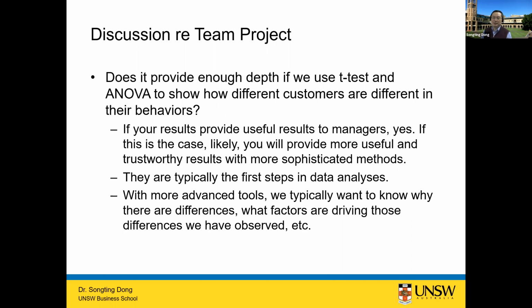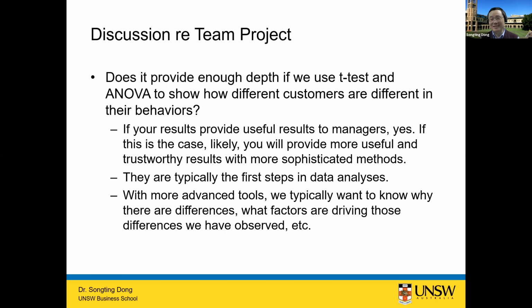Next question is, we learned the t-test and ANOVA before, and I'm quite good at it. Is it enough if I just use t-test and ANOVA to show some interesting results? My response is that if you do find a very interesting result, of course, yes. However, what I usually observe is that if you can find an interesting result with t-test and ANOVA only, most likely you can use more complicated tools to show even more interesting results.